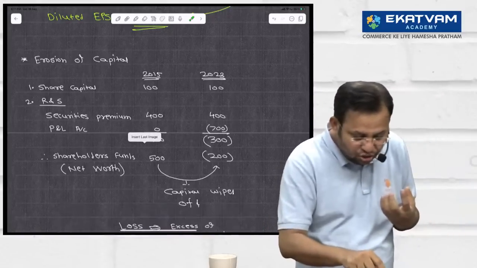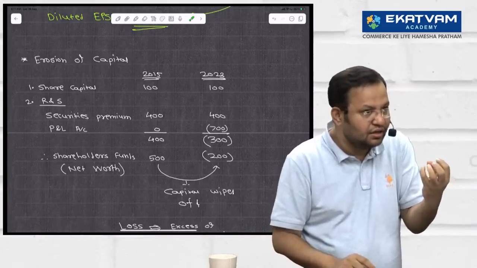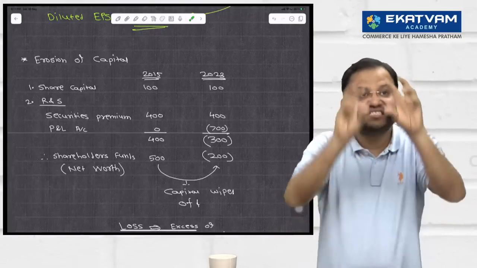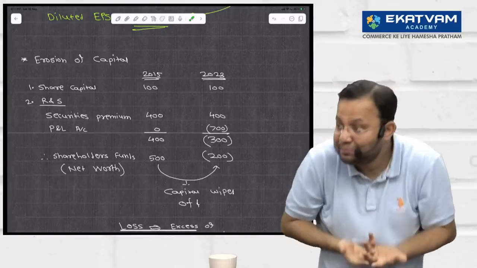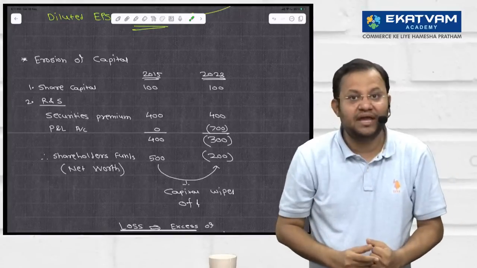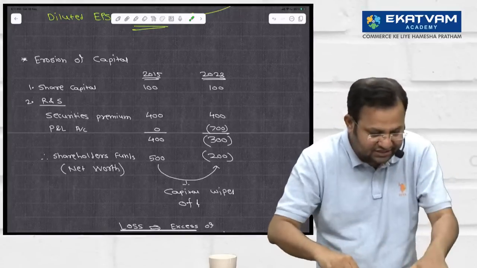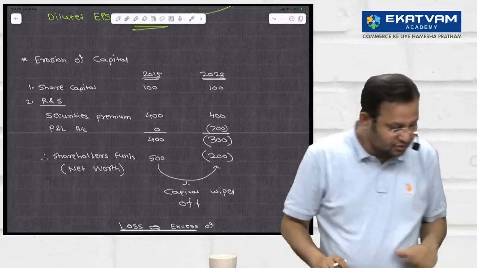Need to understand now this concept of erosion of capital. Why did I explain? You need to understand when you go through the financial statement, my net worth is negative. What happened in that company? Why did a net worth became negative? You should understand. जाने दो.